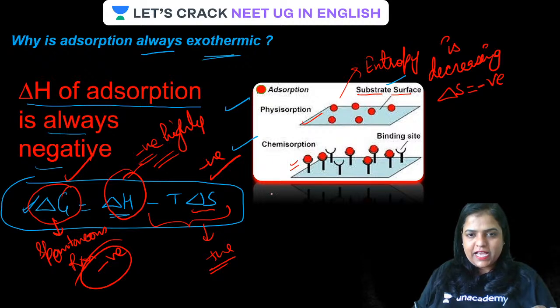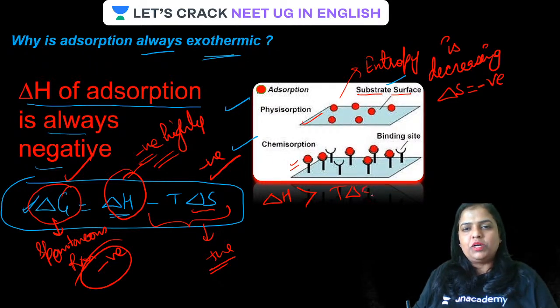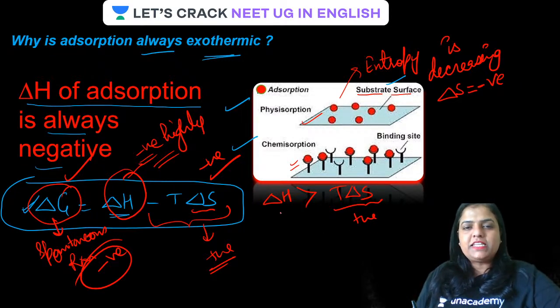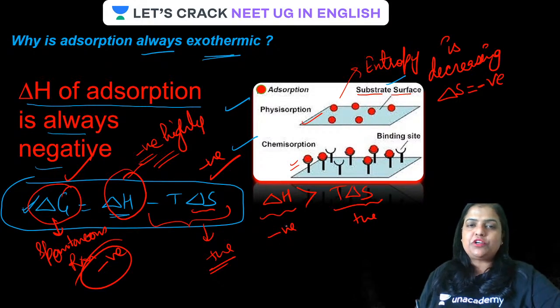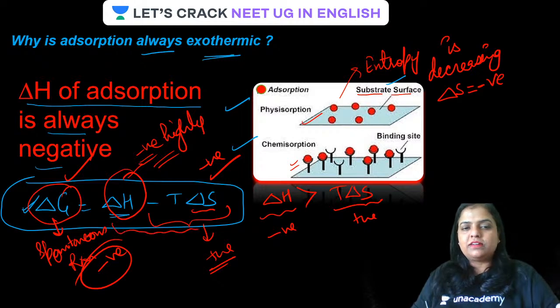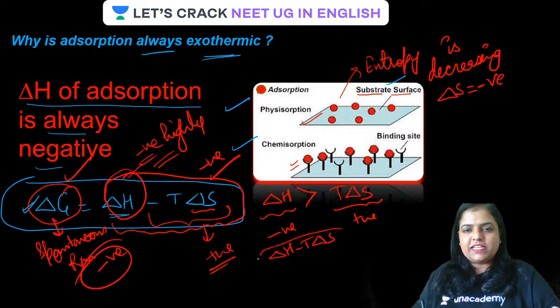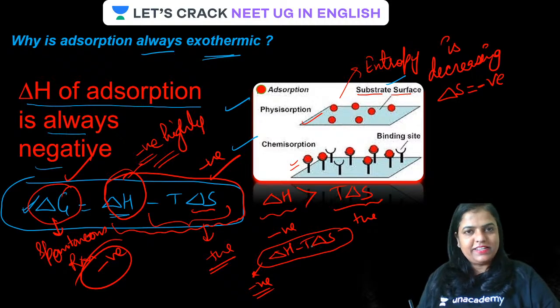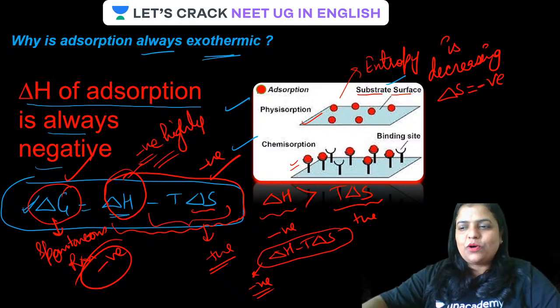In such a case, the magnitude of delta H should be greater than or equal to T delta S, because T delta S is positive and delta H is negative. Then only delta H minus T delta S will be negative. All clear, guys? Let us go ahead then.